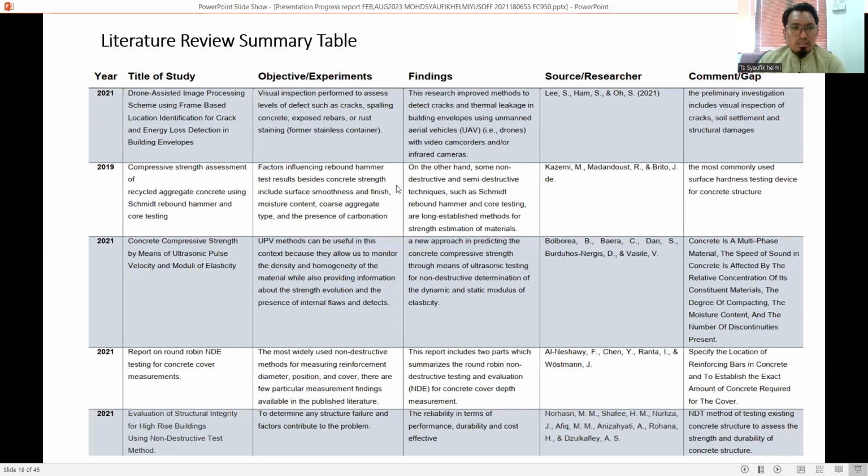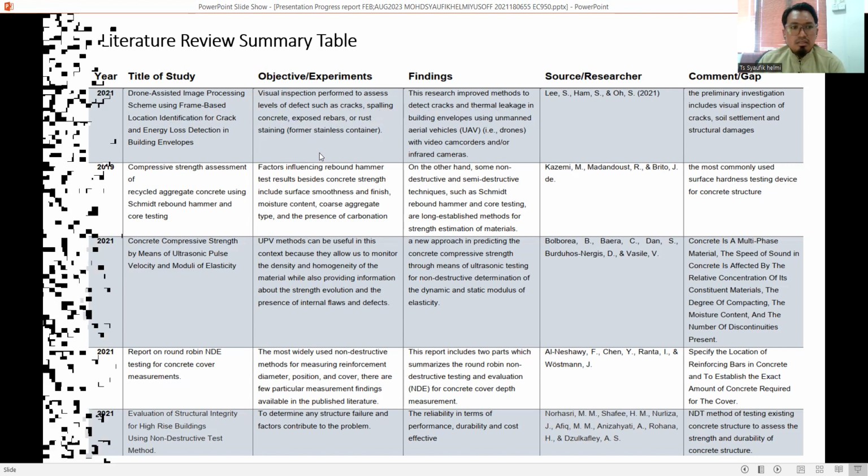So this is our review summary table. Based on 2021, the study used a drone-assisted image processing scheme using a frame-based approach. The objective is visual inspection of crack spalling, concrete exposed rebar, and finding to detect cracks and thermal cracking.